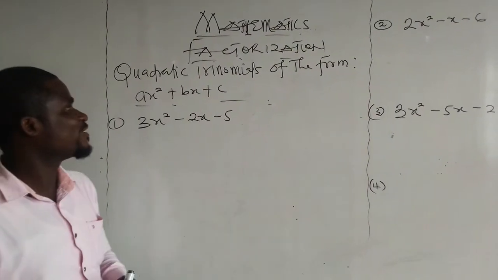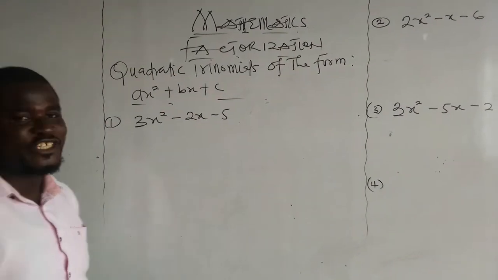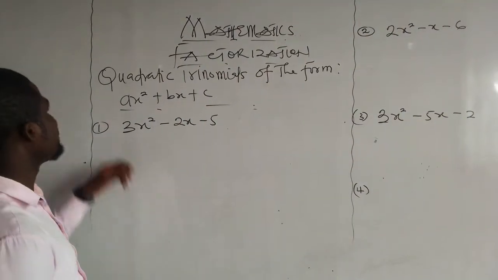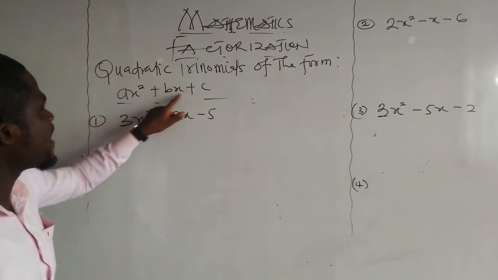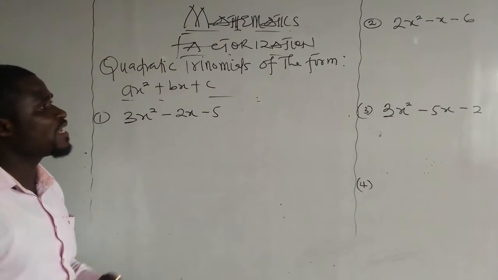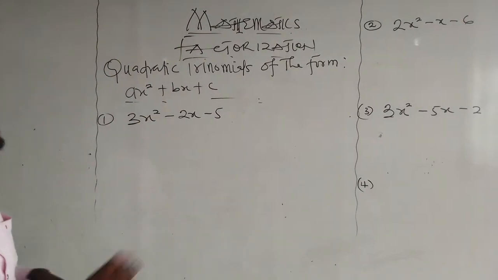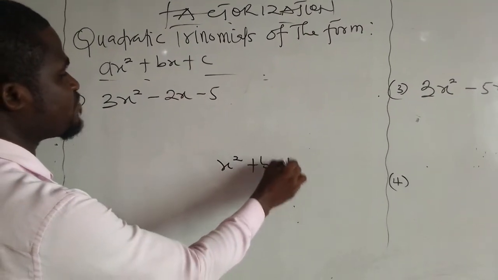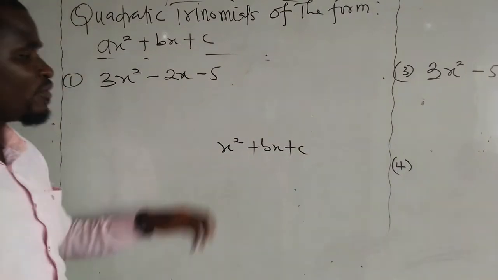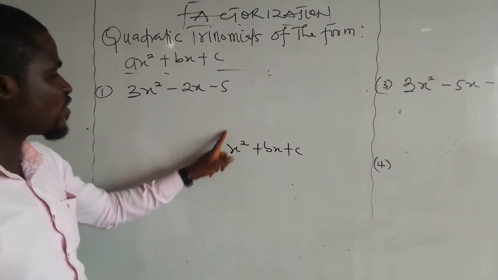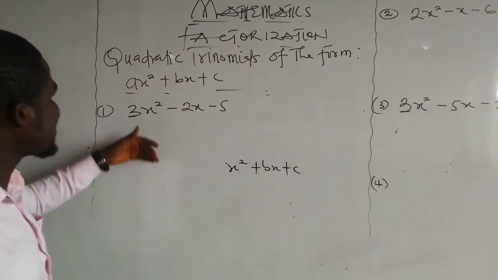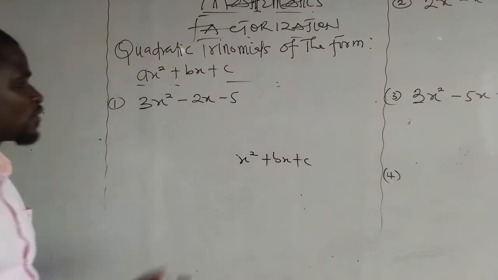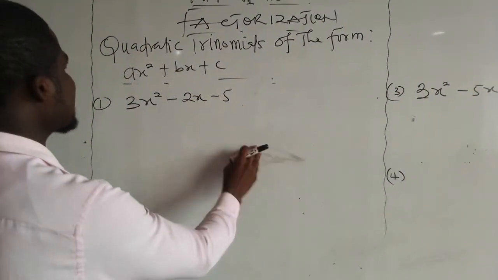That's good. Now, we are still on factorization. Today, we are going to look at quadratic trinomials of the form ax squared plus bx plus c. In the previous lesson, we learned x squared plus bx plus c. Good. Now, the first one, we were not having the coefficient of x squared. By today's lesson, we are going to have the coefficient of x squared, that's the a. So take note. Good. So let's take the first example.